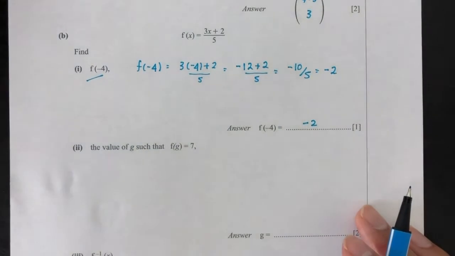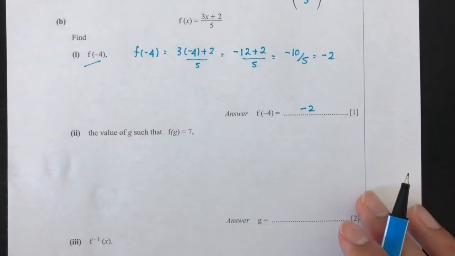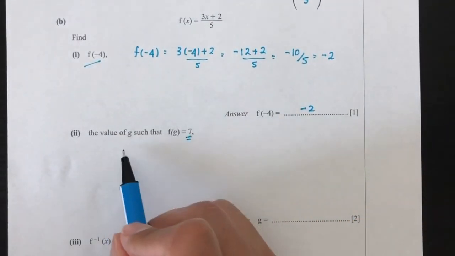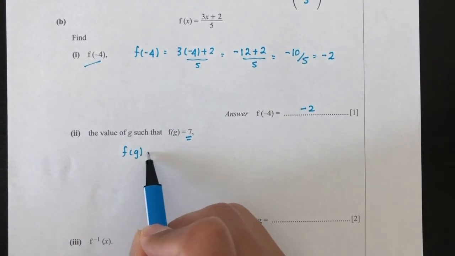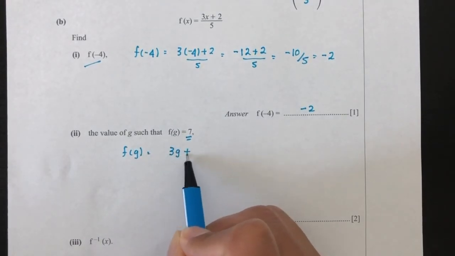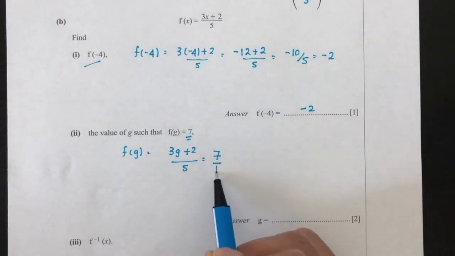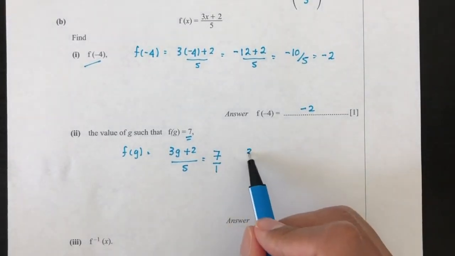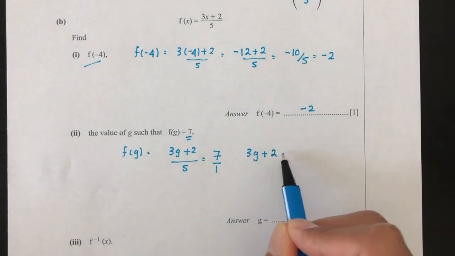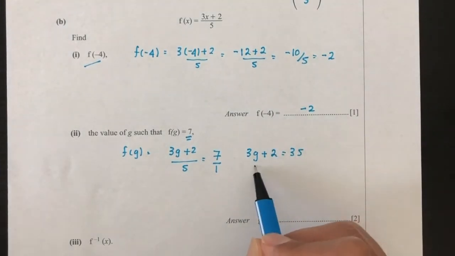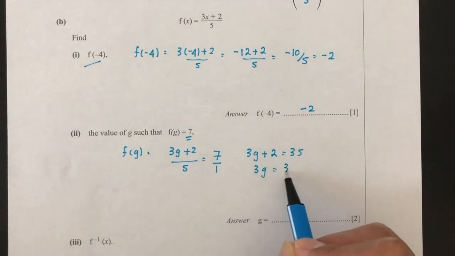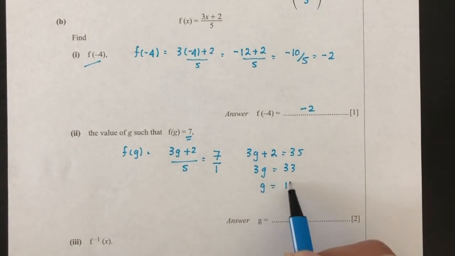Now part 2, the value of g such that f of g equals 7. So what is f of g? It will be 3g plus 2 over 5 equal to 7. First step is to cross multiply. You will have 3g plus 2 equal to 35. So 3g will be 33. g will be 11.